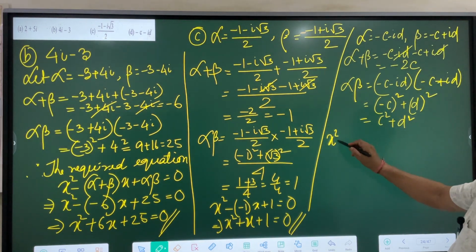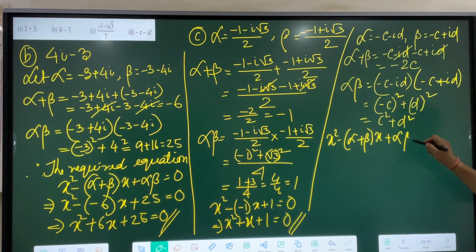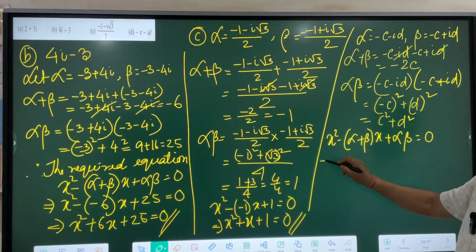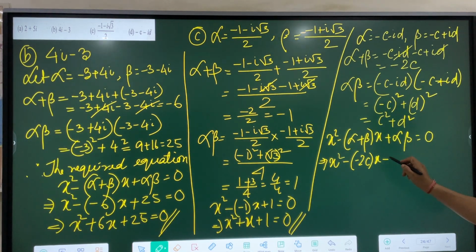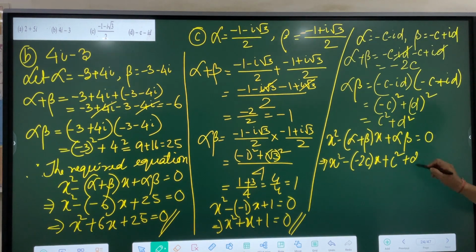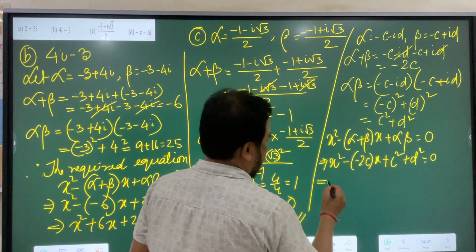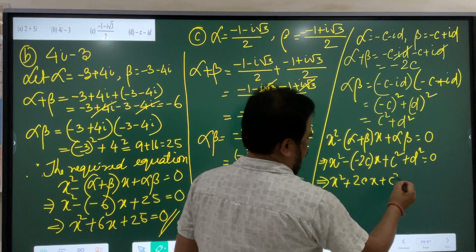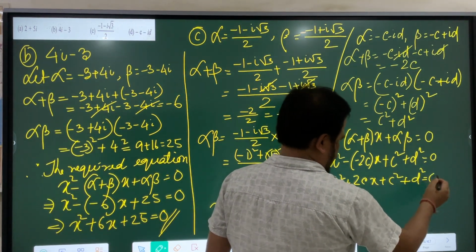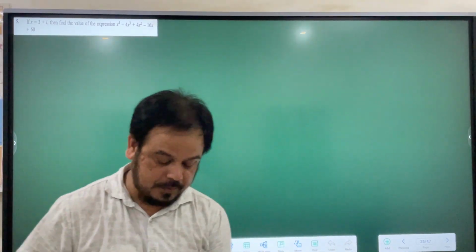Now x square minus alpha plus beta x plus alpha into beta equals to 0. So x square minus of minus 2c x plus c square plus d square equals to 0. So x square plus 2cx plus c square plus d square equals to 0. This is the quadratic equation.